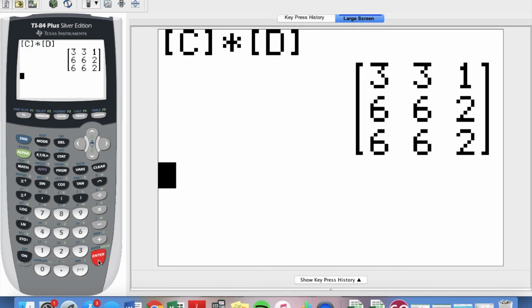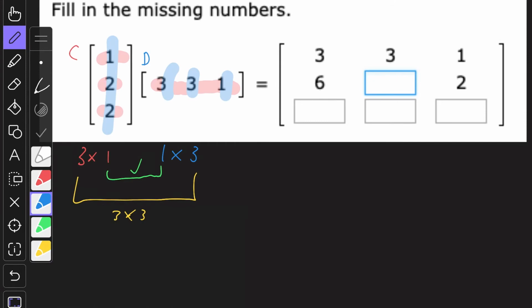And there we get our answer matrix. So we got a 3 by 3 matrix: 3, 3, 1, 6, 6, 2, 6, 6, 2. And I will type that into the missing IXL blanks. All right, so from the calculator, we see that the first row was 3, 3, 1, the second row was 6, 6, 2, and the last row is also 6, 6, 2. So filling those in and hitting enter, we're all done with that one. Move on to the next example.